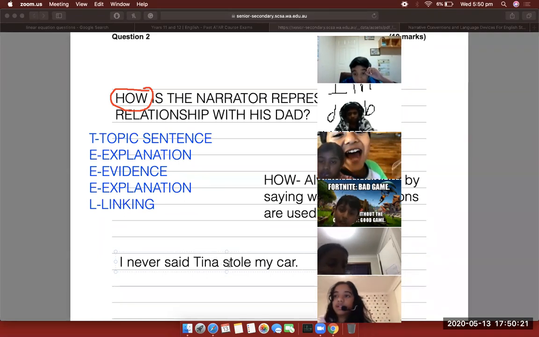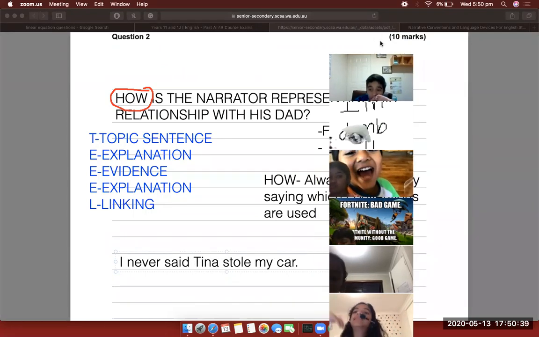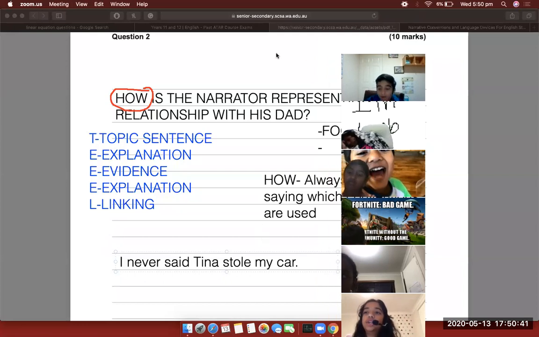I never said Tina stole my car. She could have stolen someone else's car. I never said Tina stole my car. That means that Tina probably stole something else. What I'm saying is that the way you arrange different words and the way you say different things have different meanings. So if you use different tones, it has different meanings. Do you understand? Yes. All right.